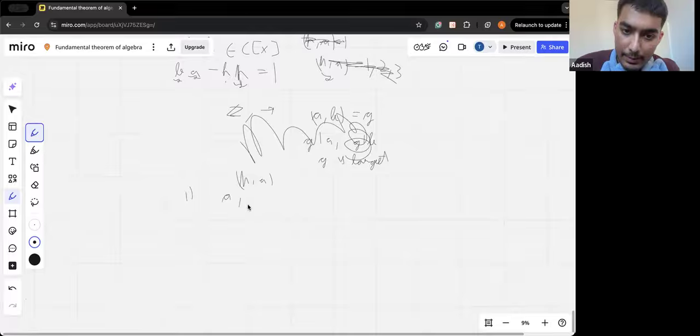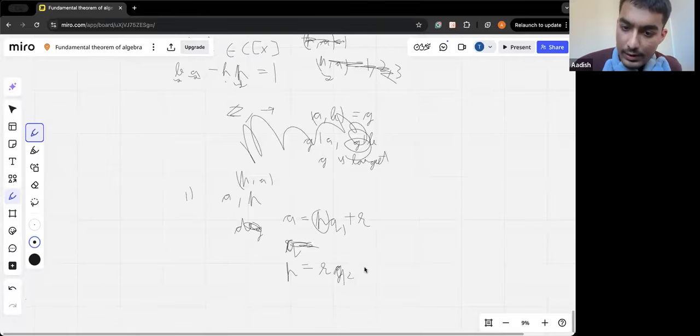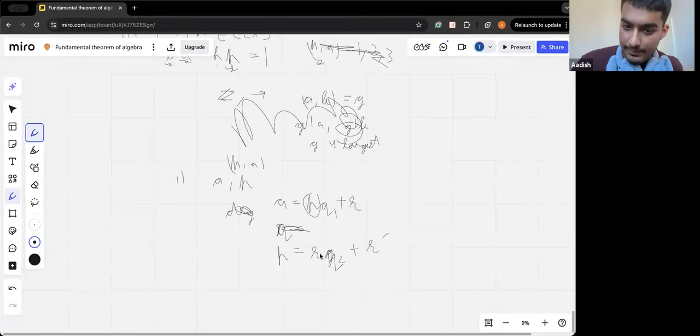So take A and P. Whichever has the largest degree, you write A equal to P times Q plus R. R will have a smaller degree than P. Now you write P as R times Q2 plus R dash, and R dash will have a smaller degree than R. Then you write R equal to R dash times Q3 plus R double dash, and R double dash will have a smaller degree than R dash.